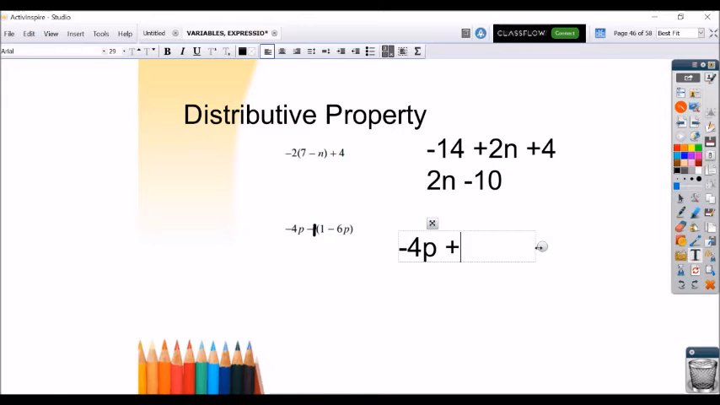-4p plus 1 plus 6p. And since that's a negative and a positive, it turns into 2p plus 1. And the 1 cannot be combined with anything because it's a constant. Up here, the +4 and the -14 could be combined because they were both constants, and that was all that could be combined for that one. But that is, again, having the distributive property in it.